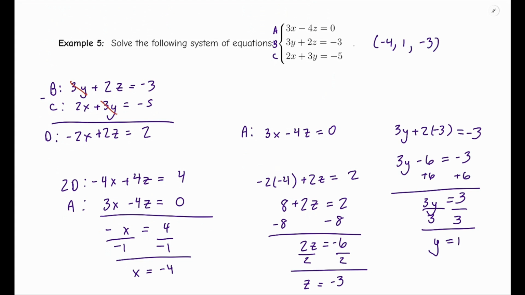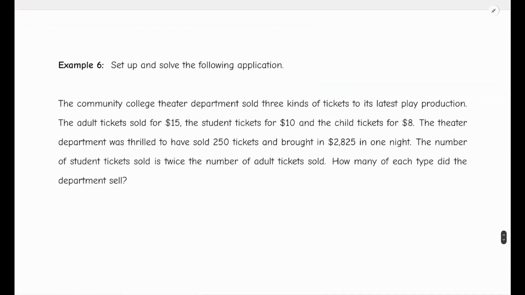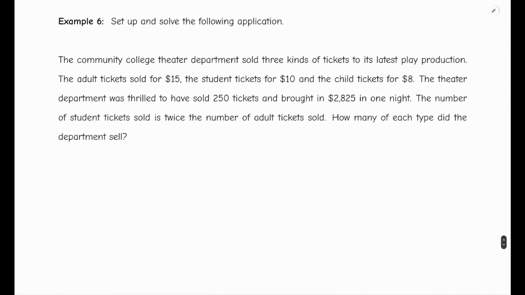So this example is really to show you that you don't have to do every single step every single time. Sometimes, depending on what's missing or what you are given, there are shortcuts. And I will save this for a third video on this section.